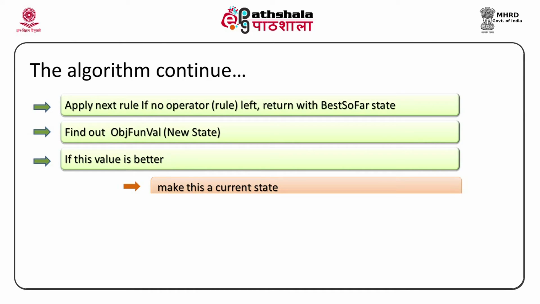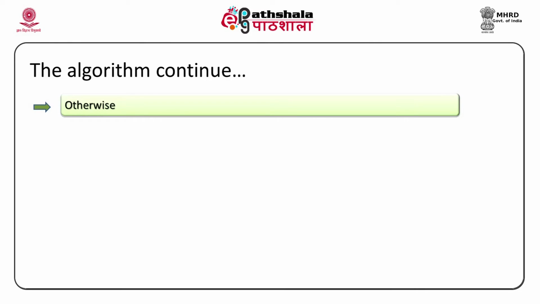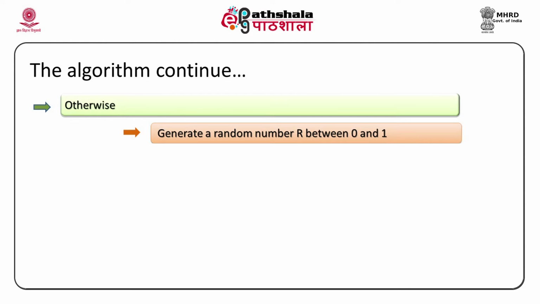If this value is better, make this the current state and best-so-far the new state, same as hill climbing, nothing different. But then there is a difference. Otherwise, in hill climbing we disallow, but here we allow with a probability P. How we do that is explained here. First, generate a random number R between 0 and 1. This is our probability. This is what we are going to use.